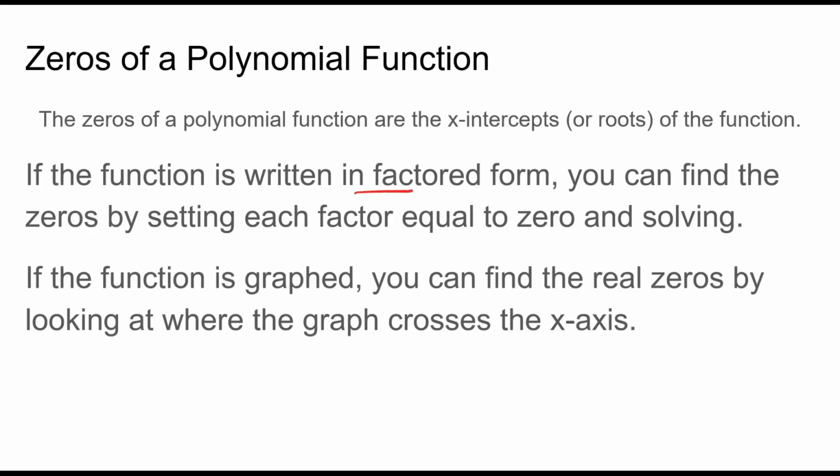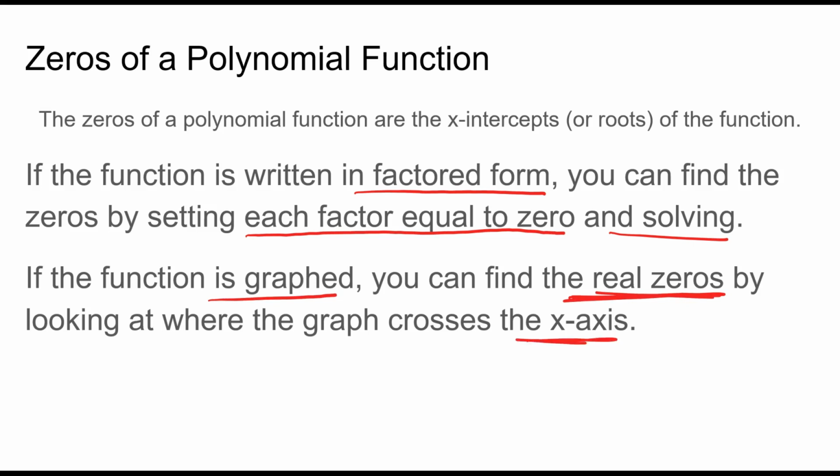If a function is written in factored form, you can find the zeros by setting each factor equal to 0 and solving. If the function is graphed, you can find the real zeros by looking at where the graph crosses the x-axis. Note, there are non-real zeros. You found those in the quadratic formula. We are not capable of seeing imaginary things, so we can't see imaginary zeros.